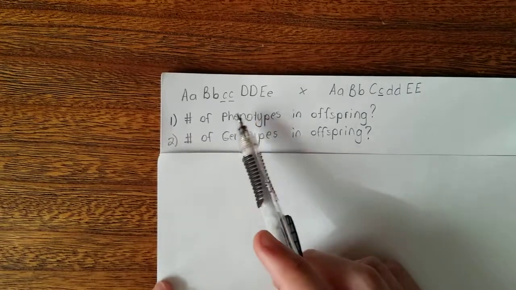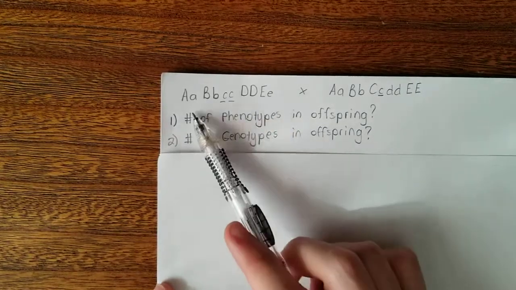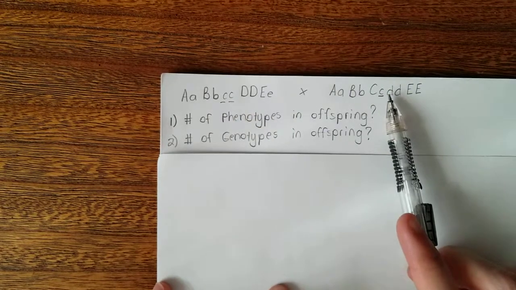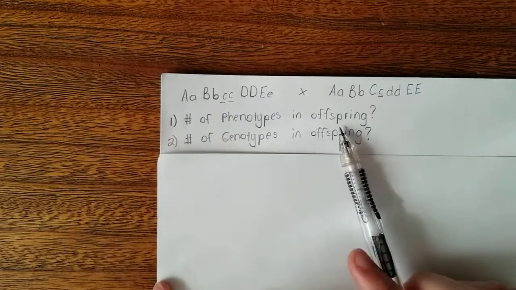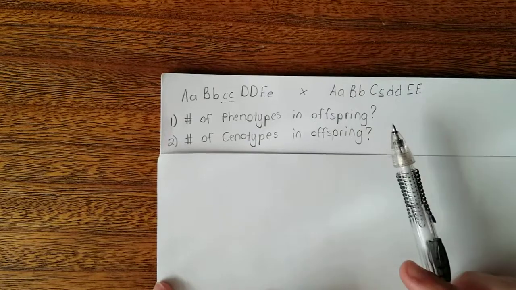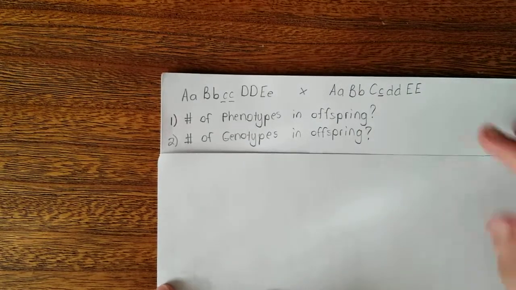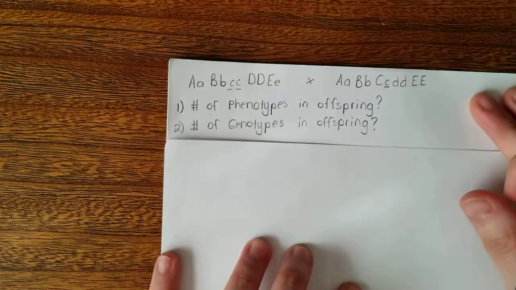So we're given this problem where we have two parents, okay? This parent on the left, this parent on the right. And we have to determine the number of phenotypes in the offspring and the number of genotypes in the offspring. So we start by making a Punnett square for each letter.